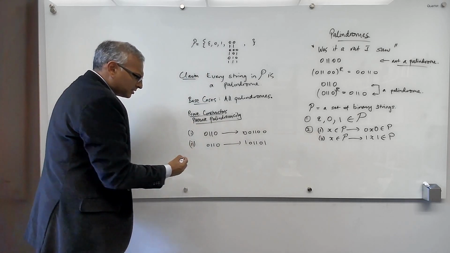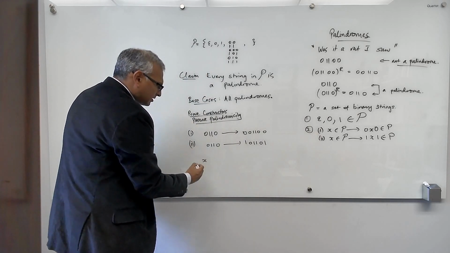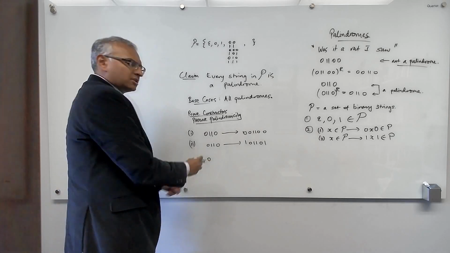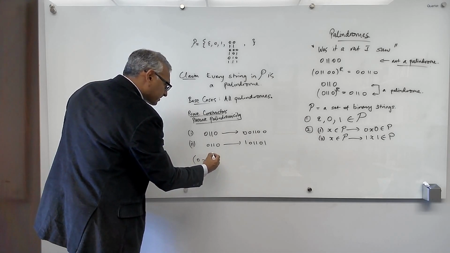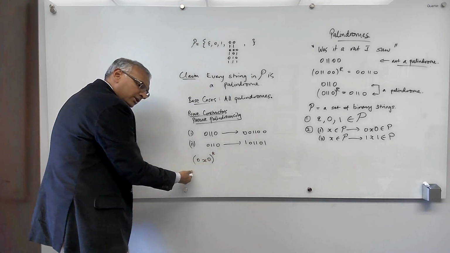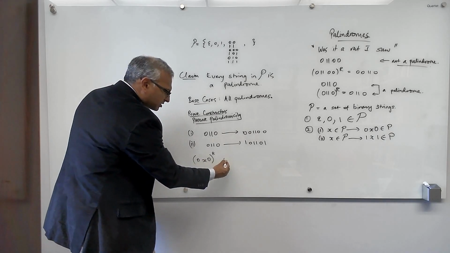In general, if you have a palindrome X, and you attach 0 on both sides, now let's see what it means to take the reversal of that. The reversal of that means you start from the back and read towards the front. So you start from the back, you get 0.